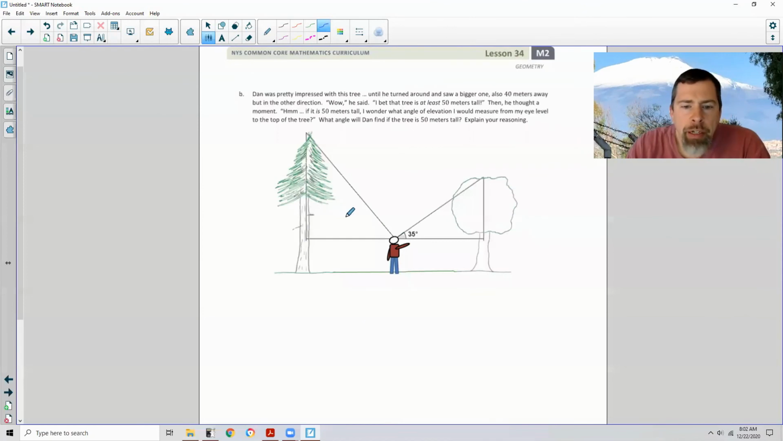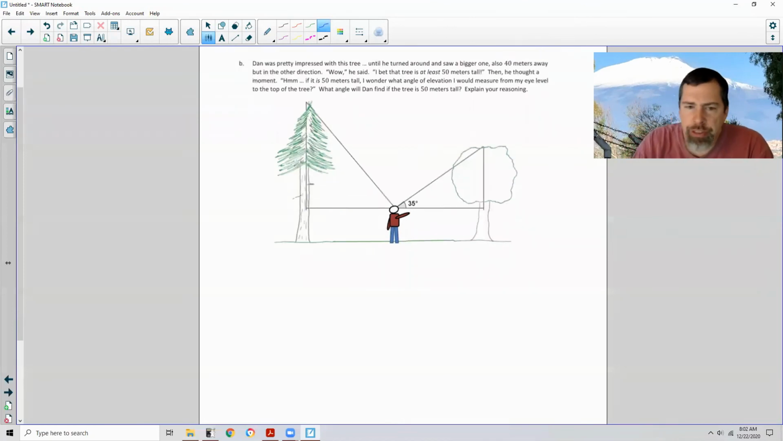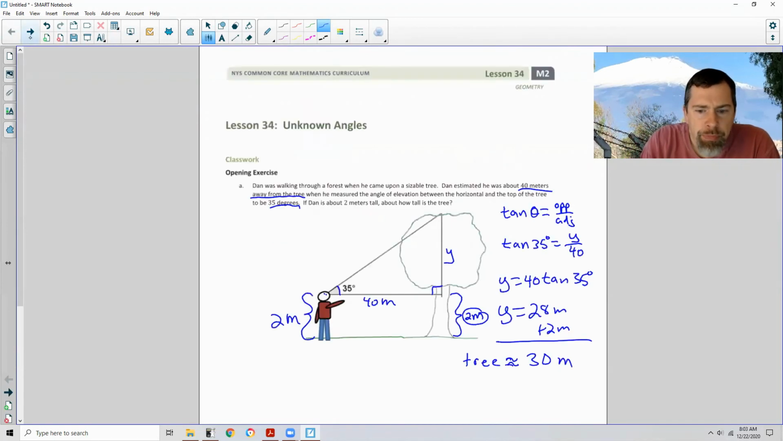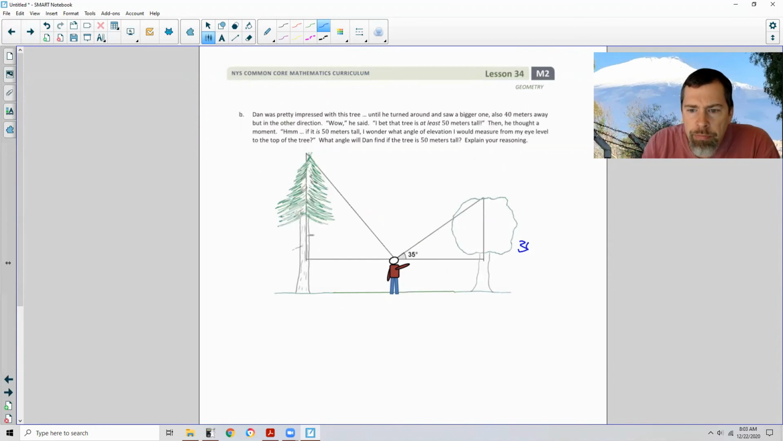Okay, part B on page 2. Dan is still in the woods. Dan was pretty impressed with this tree. That was how tall? 30 meters tall? From here to here? Okay, so then he turned around and saw a bigger one, also 40 meters away. So this length right here is 40 meters.